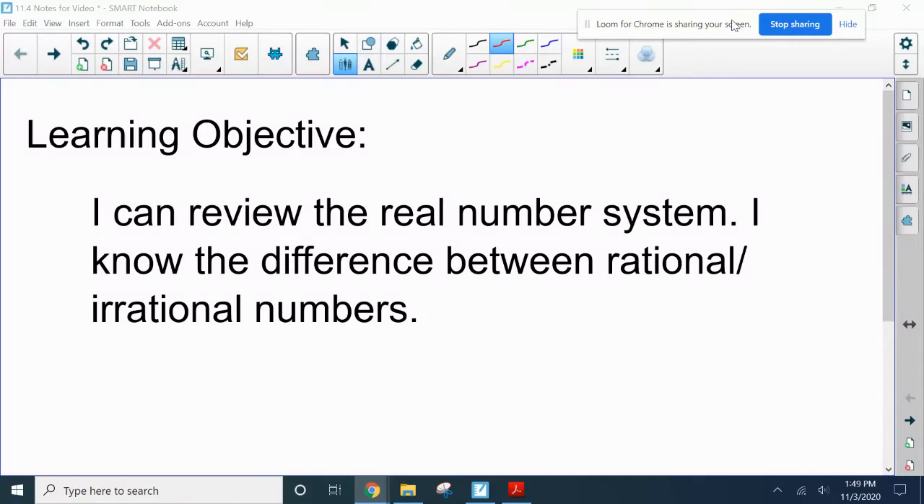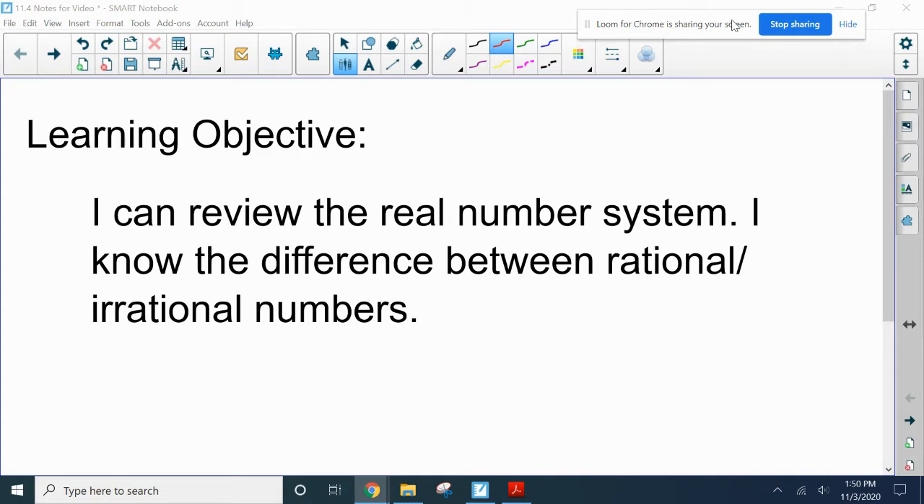All right, so today our objective is that we're going to review the real number system, and then by the end of this, you should know more about the difference between rational and irrational numbers. So if you recall, this was actually a standard from quarter one. This week and next week, we're going to look back at some of those standards that we didn't do so great at, that maybe we need to spend some more practice or get some more guidance on them.